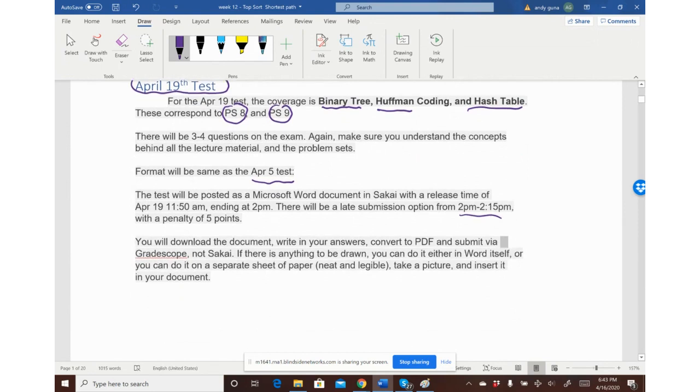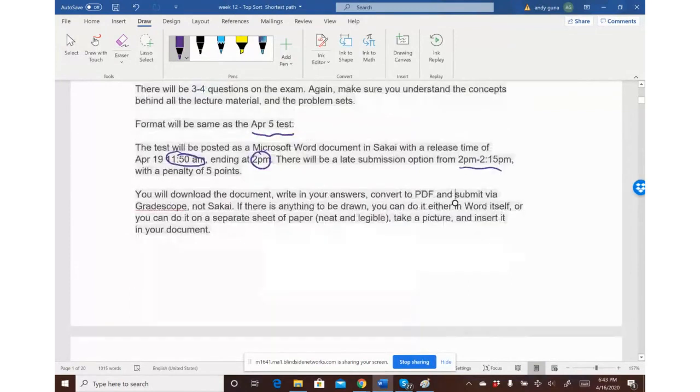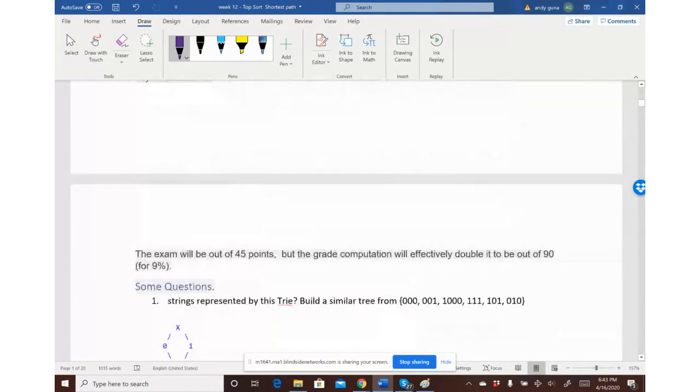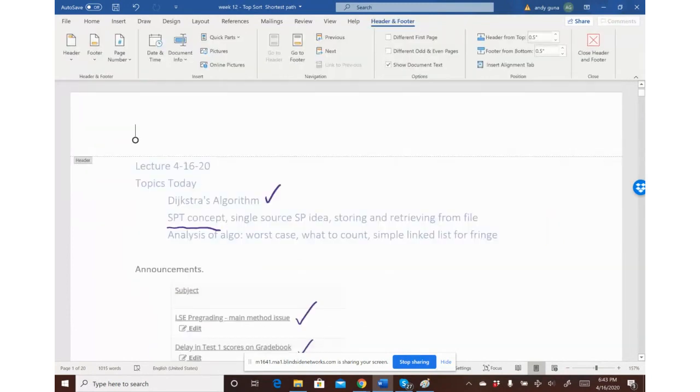Notice that the test is going to be released at 11:50 a.m., just before noon, and it ends at 2 p.m. Make sure that you set up an alarm or something on your phone so that you know the test is beginning. You don't want to skip that. The exam will be out of 45 points, but we're going to double that, so it's going to be 9% of your grade, essentially 90 points.